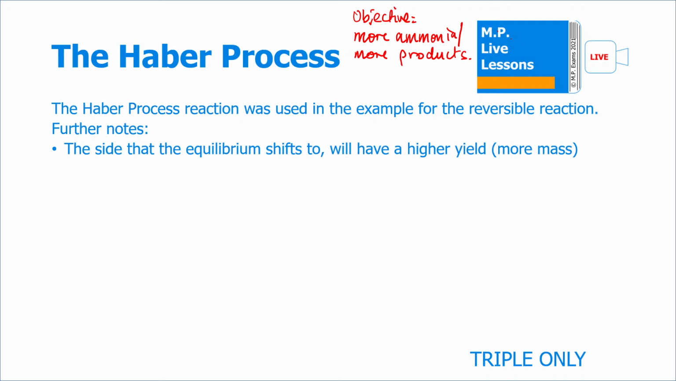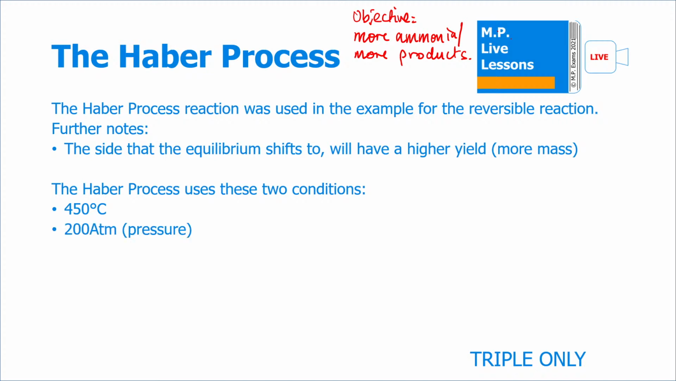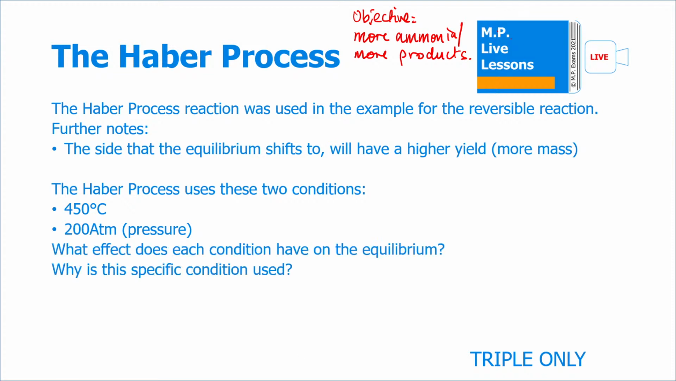Now, the Haber process uses these two conditions which you need to learn. A temperature of 450 degrees Celsius, a pressure of 200 atmospheres, and that's it. Now, we need to discuss what effect each condition has on the equilibrium. So what happens to the equilibrium? Which way does it shift?